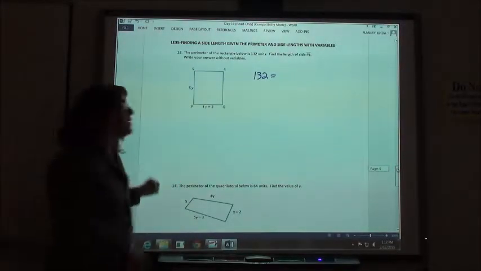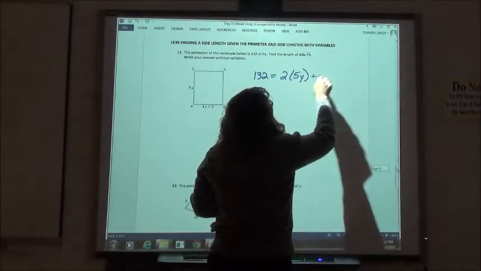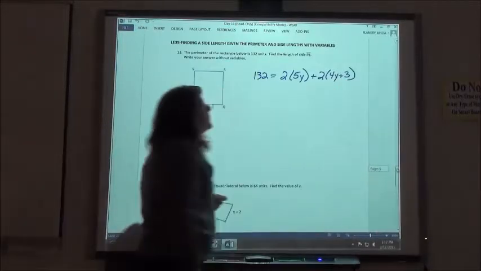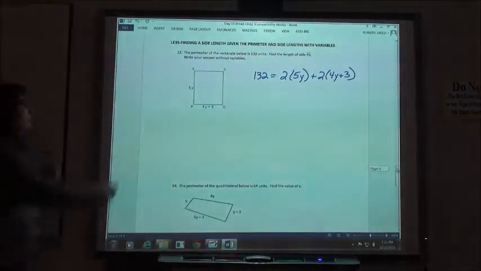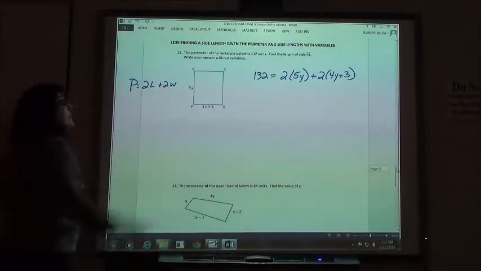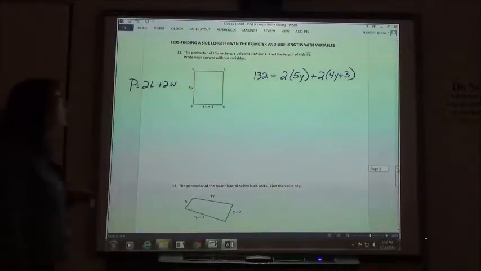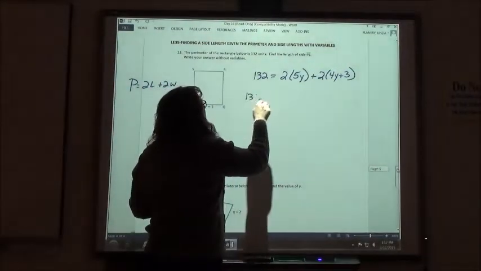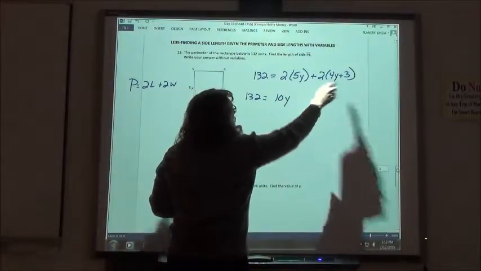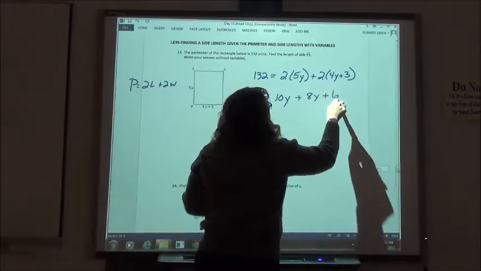plus 3. So they're going to say, okay, I'm going to do 2 times 5y and I'm going to do 2 times 4y plus 3. My perimeter, 2 lengths plus 2 widths. And it doesn't really matter which one you call the length and which one you call the width. So if I'm going to solve that, 2 times 5y would be 10y. 2 times 4y plus 3 would be 8y plus 6, right?